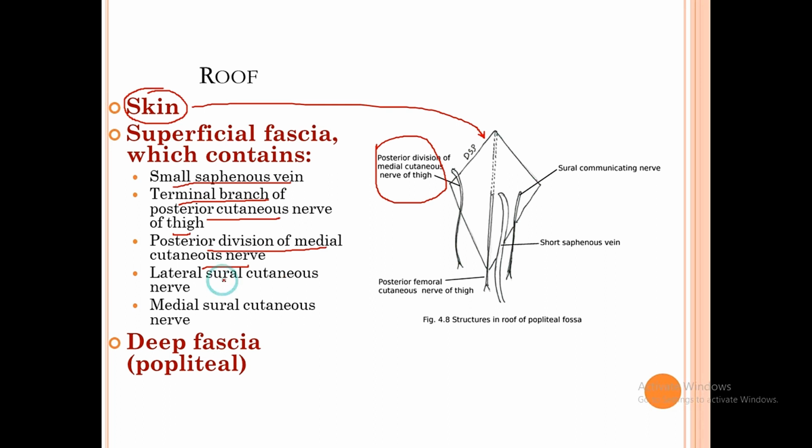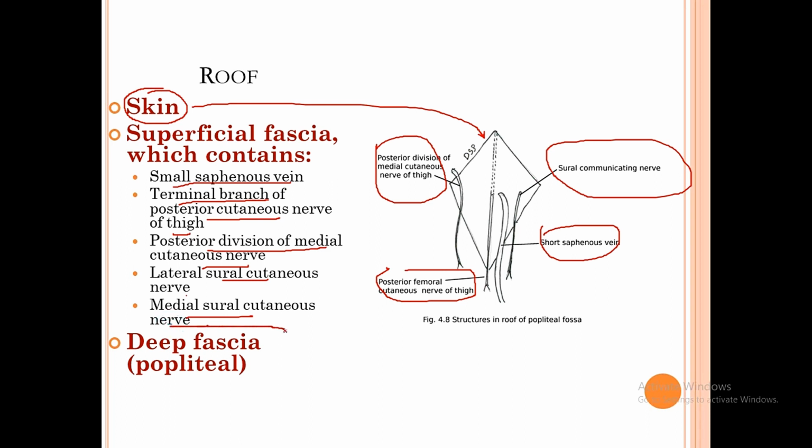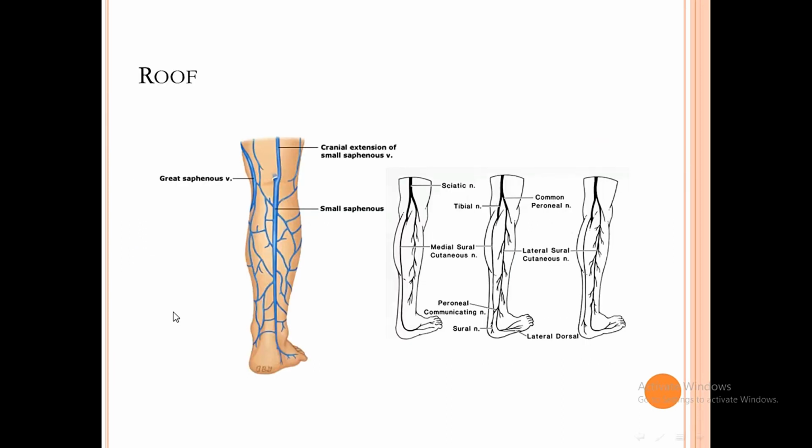lateral sural nerve and medial sural nerve. These are also two cutaneous nerves. Here you can see the sural communicating nerves, and this is one small short vein known as the short saphenous vein, and here is the posterior cutaneous nerve of the thigh, one of the major cutaneous nerves present on the posterior compartment. Now, after removing the skin and superficial fascia, you can find a deep fascia that is very thick and strong. Here it's known as the popliteal fascia.